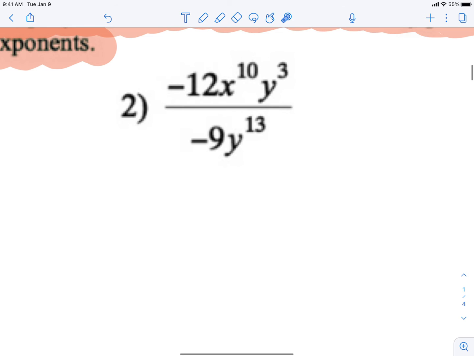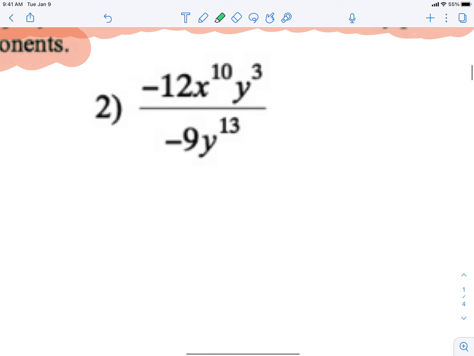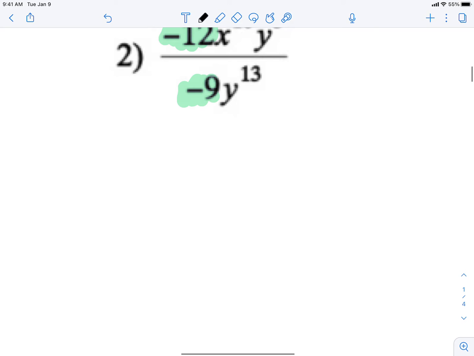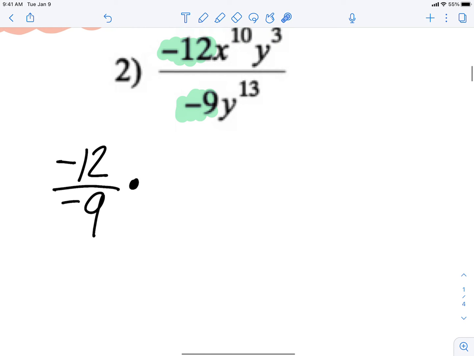So again, I am going to identify my regular numbers, which is negative 12 and negative 9, right? So let me write those two together here: negative 12 and negative 9, times, okay, what's my next variable? X. X to the 10th, and no other x down here. So this is just going to be x to the 10th.